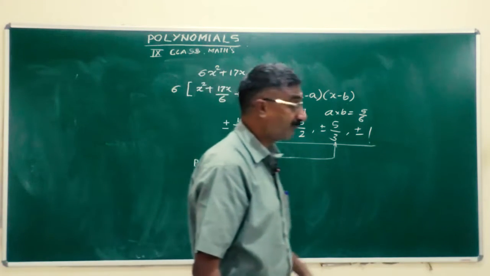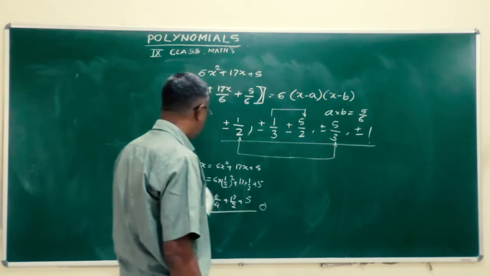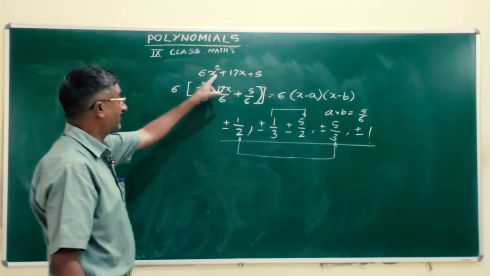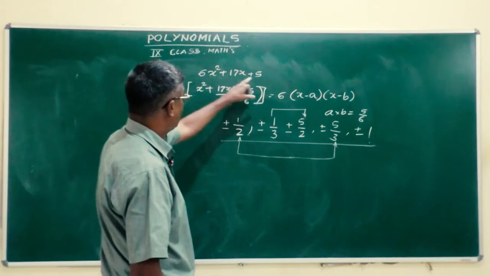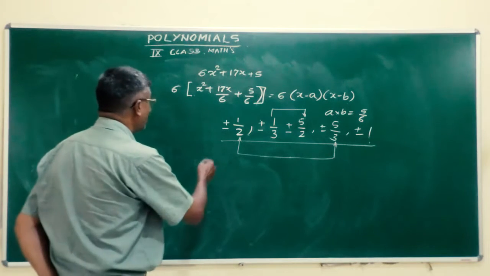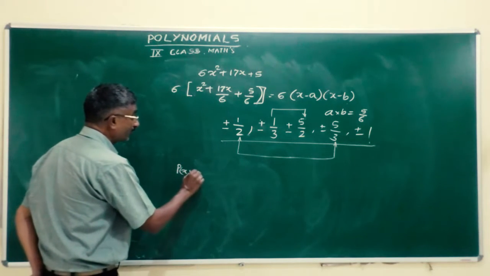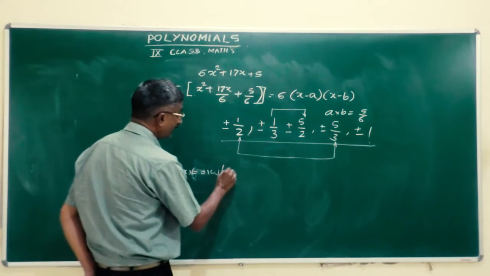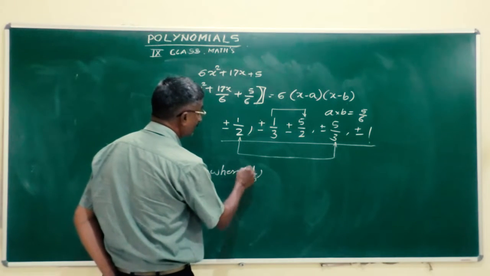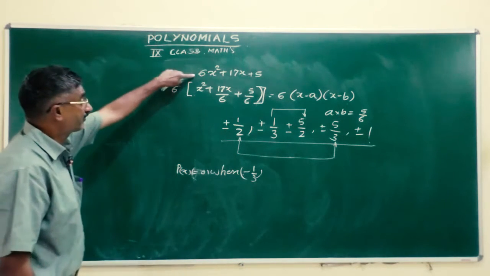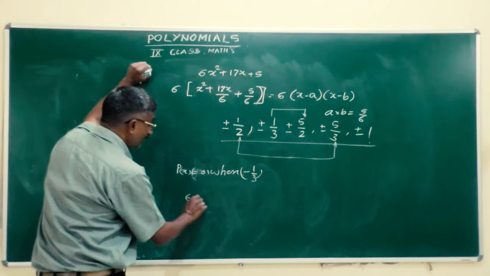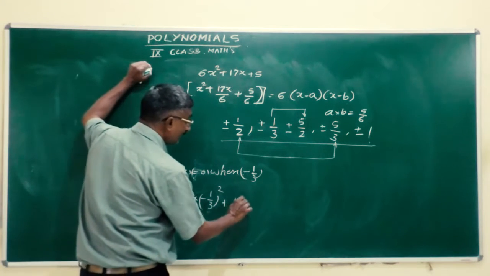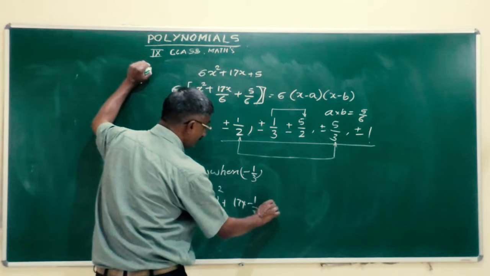Minus 1 upon 3, plus 1 upon 3, and we will check all these values whether it becomes 0 or not. If we substitute minus, this will become minus, so this will not be 0. So what we can check is that px is equal to 0 when minus 1 upon 3 is the zero of the polynomial. So we will substitute the value of minus: 6 into minus 1 upon 3 whole square plus 17 into minus 1 upon 3 plus 5.